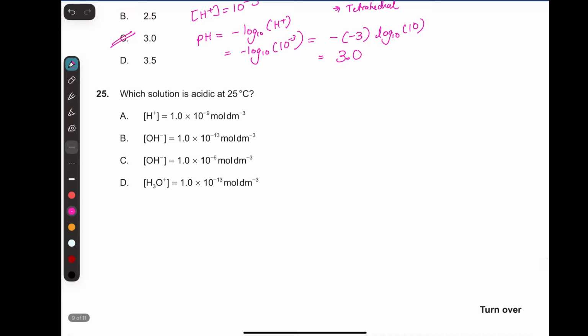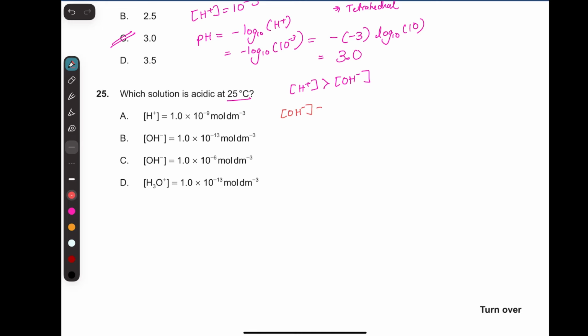Next, which solution is acidic? Solution is acidic if the H plus ion concentration is bigger than the OH minus ion concentration. As it's at 25 degrees Celsius, you can also use the pH concept, right? The pH should be less than 7. But this would be faster, honestly speaking.